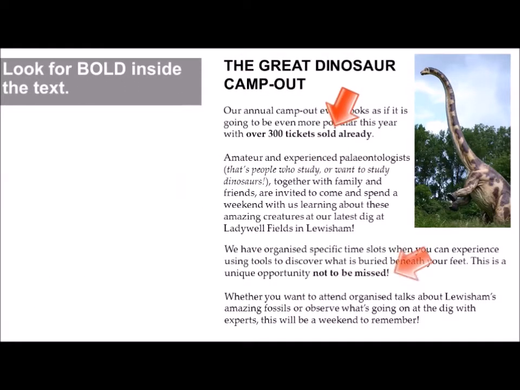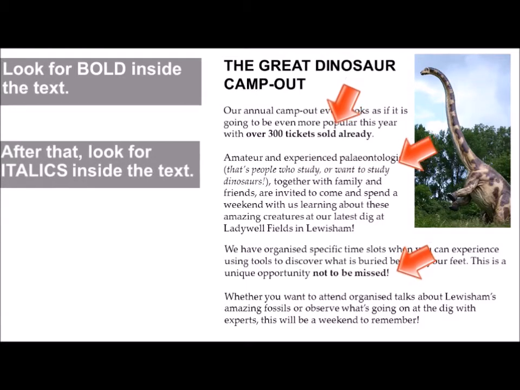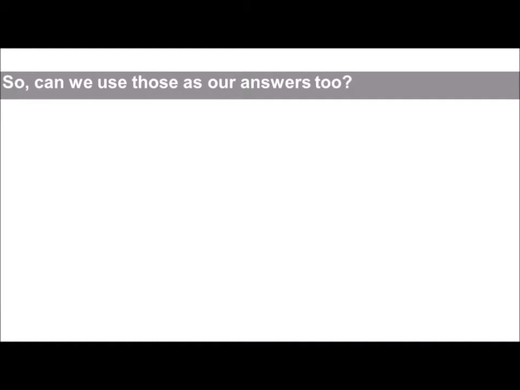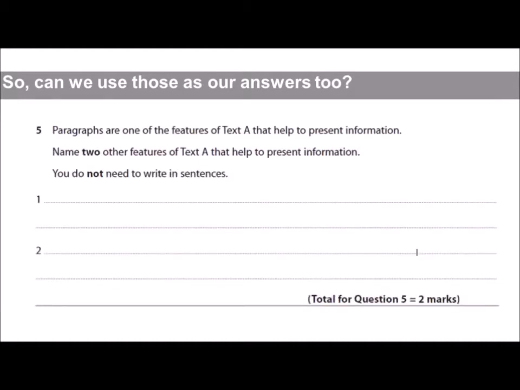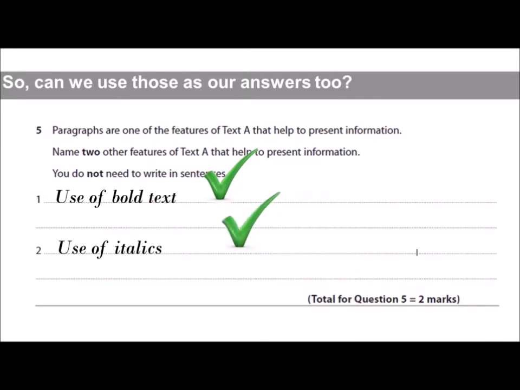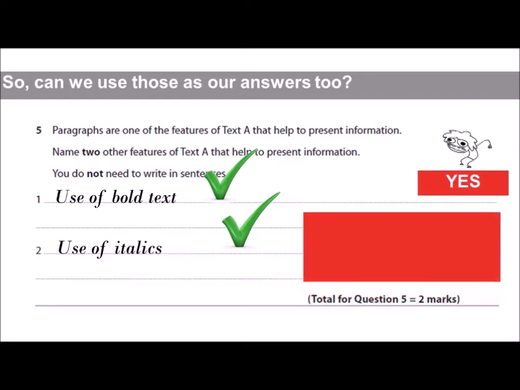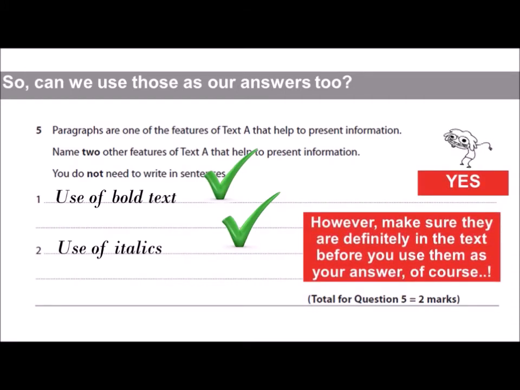So let's do a bit more. Look for some bold inside the text. And then italics. Moving on, we can put those in your answers. Remember, you don't need sentences. Use of bold text, use of italics. Good thing to put use of, though. Don't just put italics and bold text. It sounds a bit boring. Use of is important. But make sure you can see bold text and italics before you put the answer in.